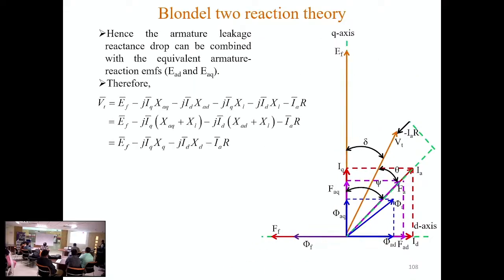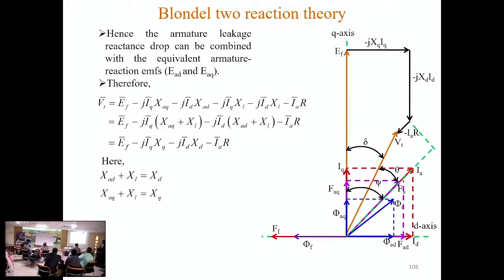After that we can combine those two, that means XAQ plus XL is replaced by XQ, XAD plus XL is replaced by XD. So now we have one reactance here, and here also we will be having one reactance. So this is the modified phasor diagram containing two reactances XD and XQ, which contain both armature reaction and leakage reactance in two different directions. So XD is XAD plus XL, XQ is XAQ plus XL. In this way we will get two different reactances.